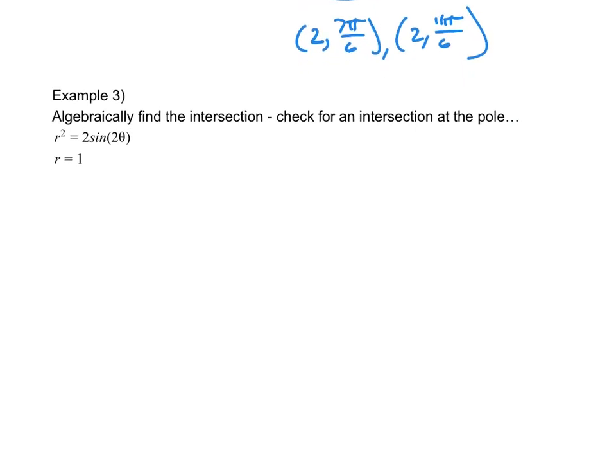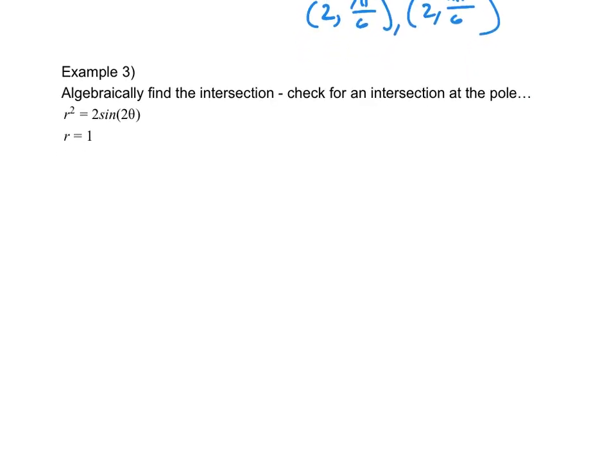Take a look at example 3. So we're going to need to solve for r here. So r is plus or minus square root of 2 sine 2 theta. And we'll set that equal to 1. So we'll say plus or minus square root 2 sine 2 theta equals 1. At this point, I might actually do something different here. I might just go ahead and set up two different equations.